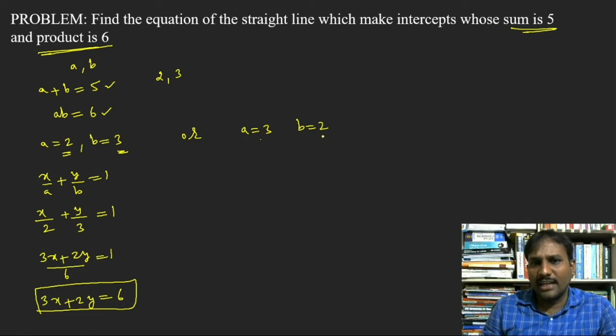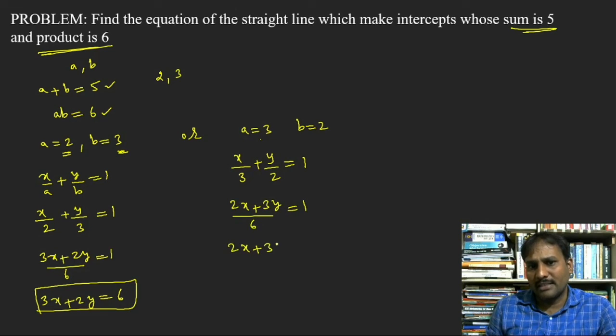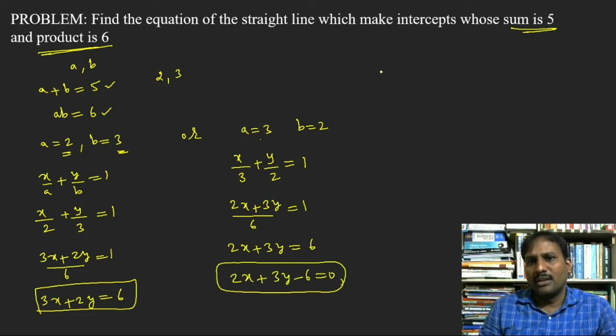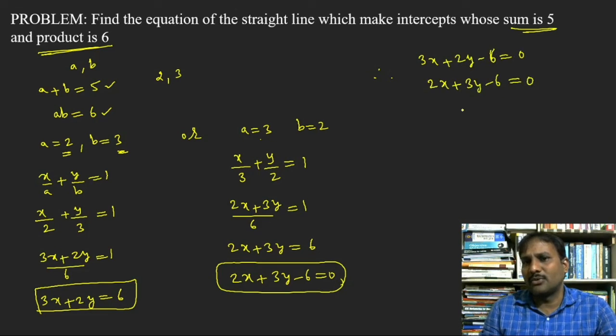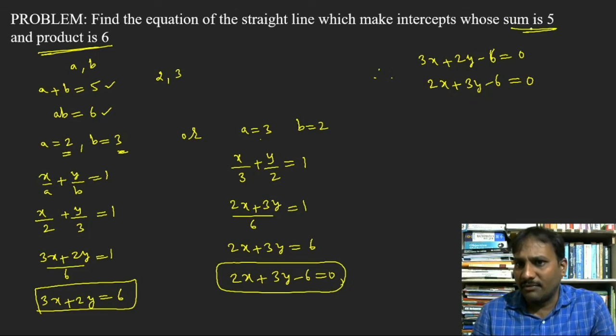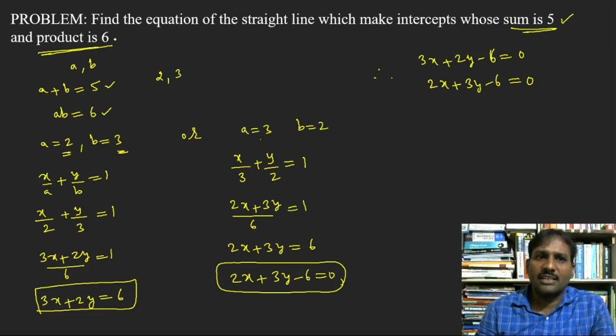Next, if a is equal to 3 and b is equal to 2, it will be x by 3 plus y by 2 is equal to 1. That is 2x plus 3y by 6 is equal to 1. That is 2x plus 3y is equal to 6. Or you can write it as 2x plus 3y minus 6 equal to 0. Therefore, the required equations are 3x plus 2y minus 6 equal to 0, or 2x plus 3y minus 6 equal to 0, whose sum of the intercepts is 5 and the product of intercepts is 6.